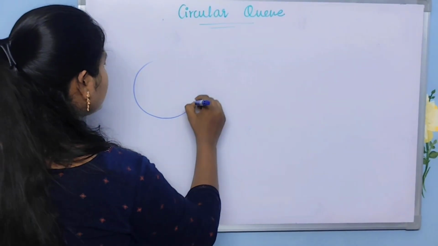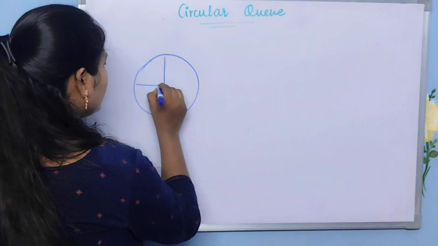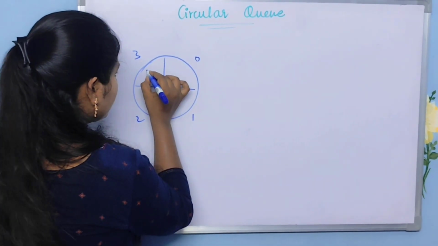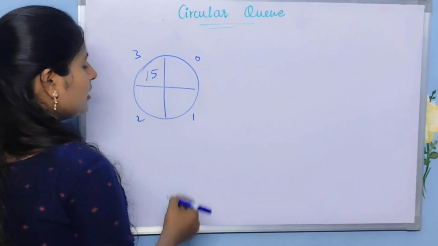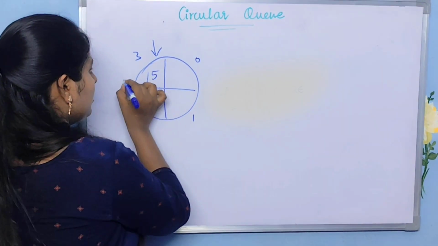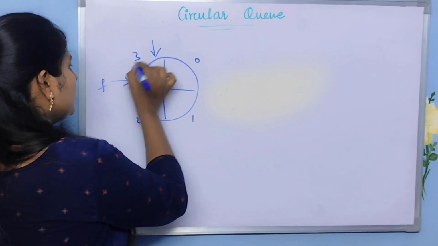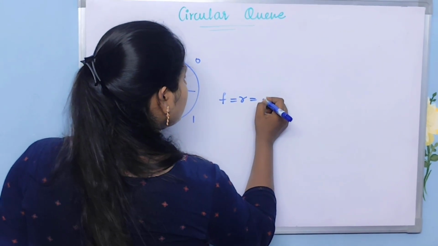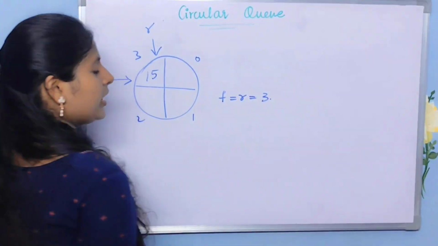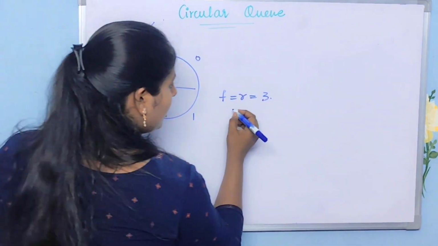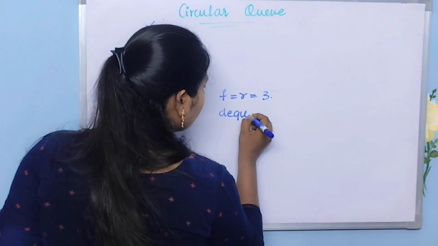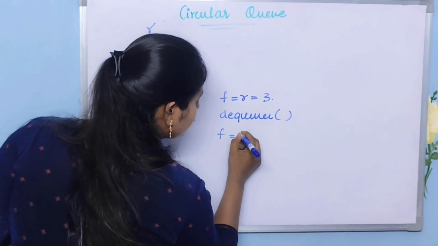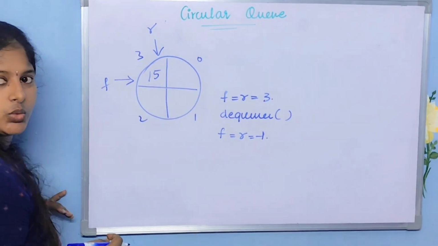So let's say there is only one element in the queue. My element is here. Now this is both front and rear. Front equals rear, both are the same. So after dequeuing, it becomes front equals rear equals -1.